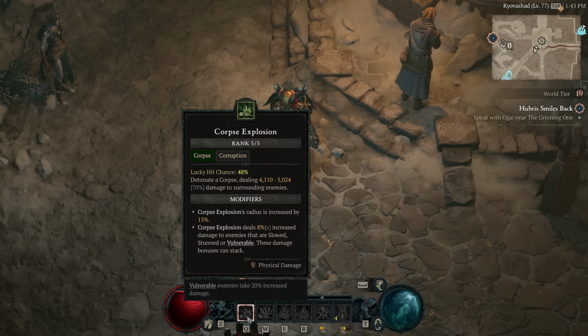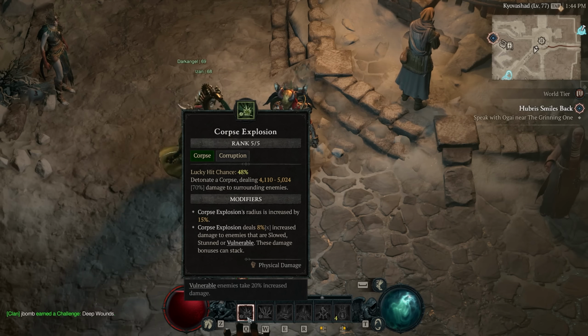So now I'm going to see a damage range, and I'm going to see 70%. So what this tells me is that corpse explosion will be doing 70% of my weapon damage, which then gets fed through all of my damage buckets, which I'll show in an actual concrete example in a second here, but it's really important to look at that. What you'll also see is if you take a look at corpse explosion, it deals 8% increased damage to enemies that are slowed, and so on.